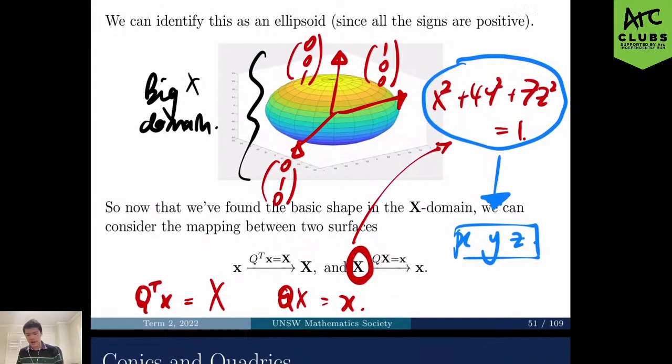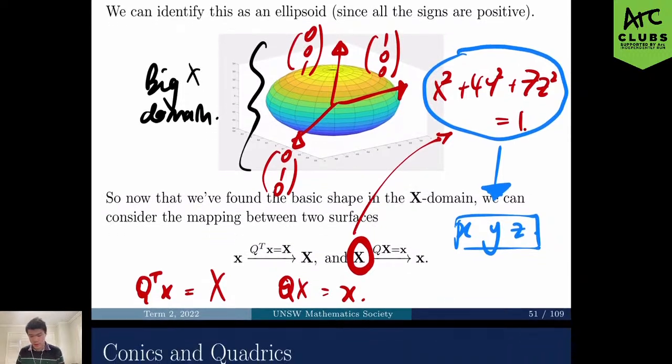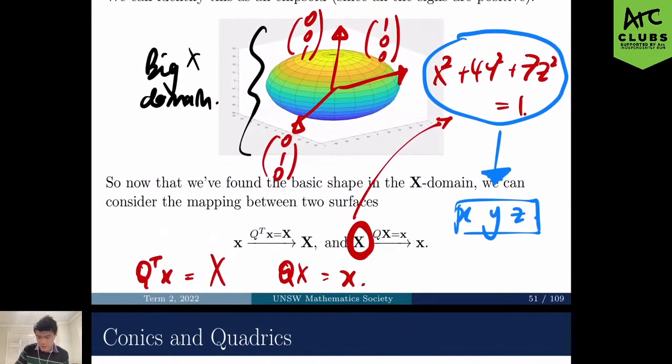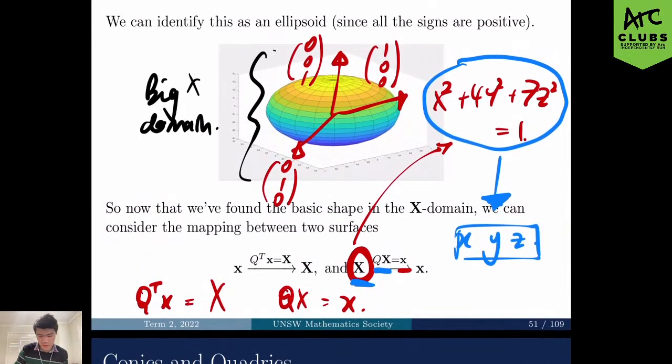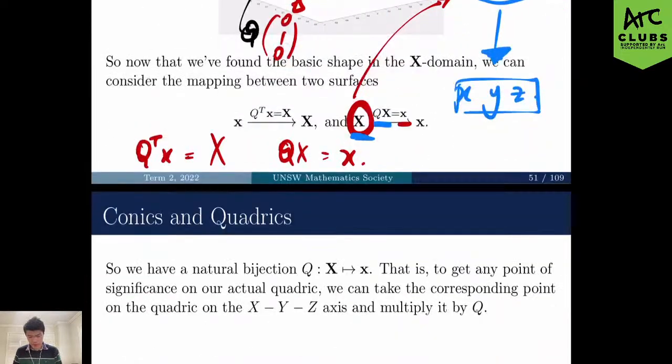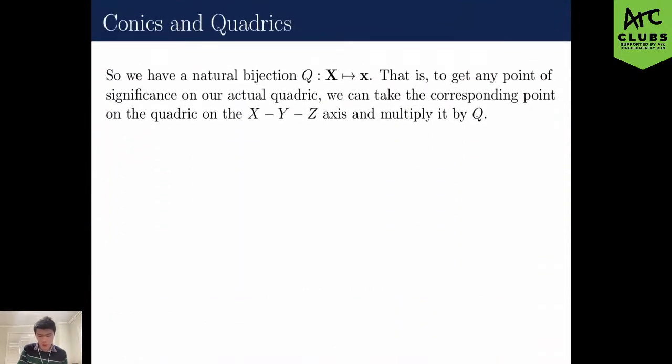So if you want to find the new axes of the new ellipsoid, you need to use this formula. Big X times q equals little x. So really, to find the new axes, you multiply all of this by q: q001, q100, and q010. Okay? So yeah, we've got this over here, a natural bijection.